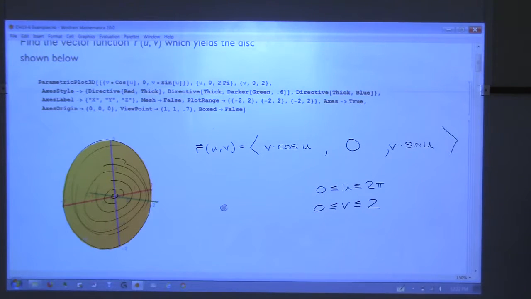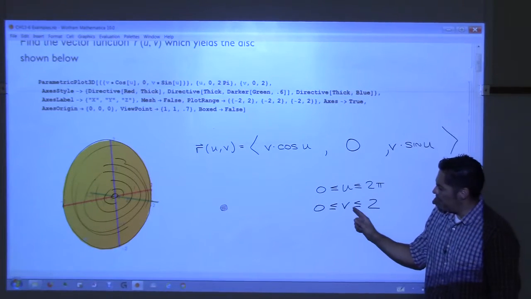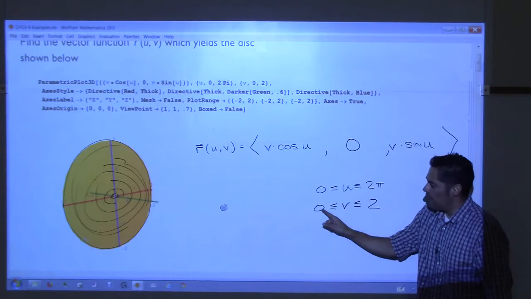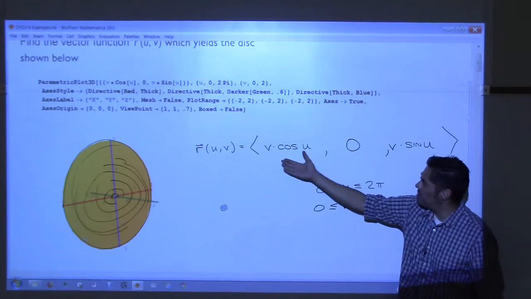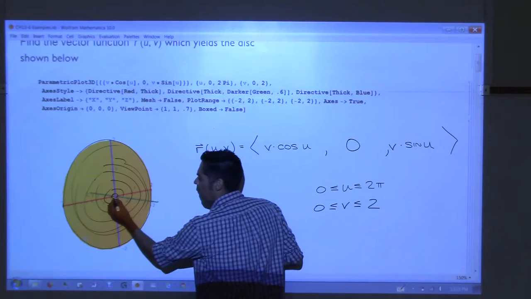See how that works? So here's the way you can think about it. Let's take some examples. Let's say v is 0. If v is 0, what's this? We get 0, 0, 0. Wouldn't that give us the origin?